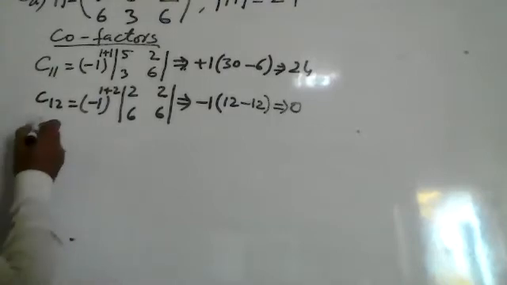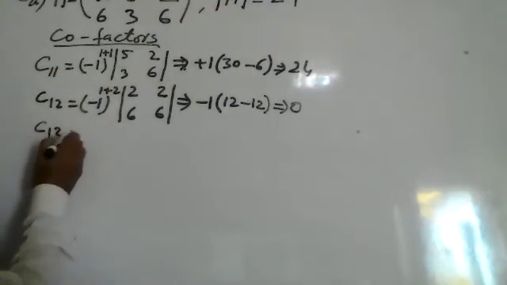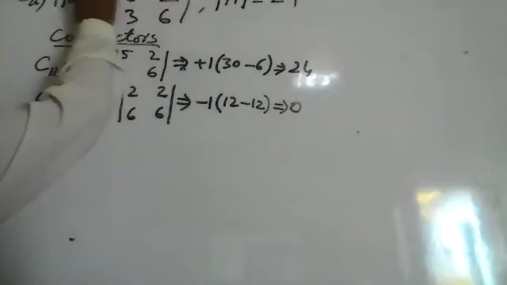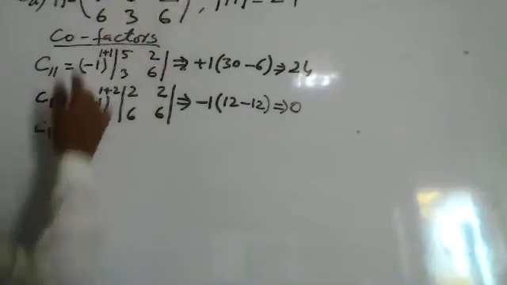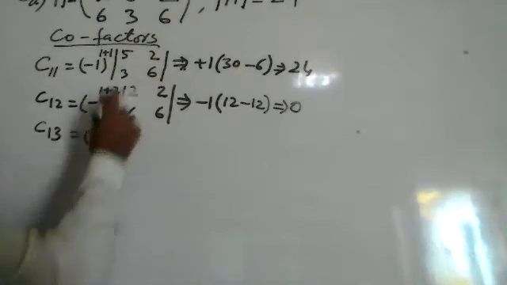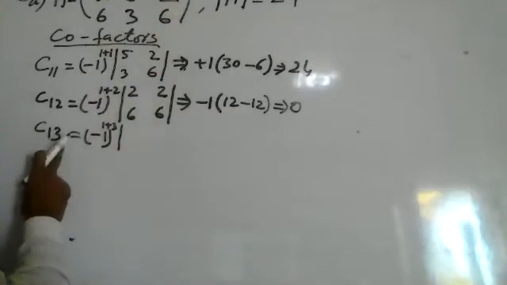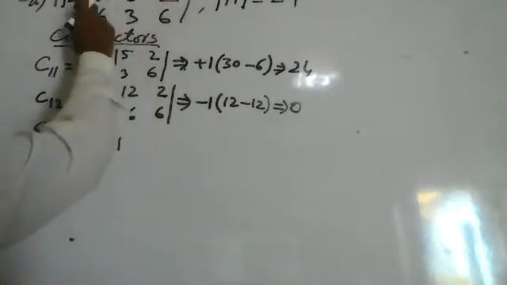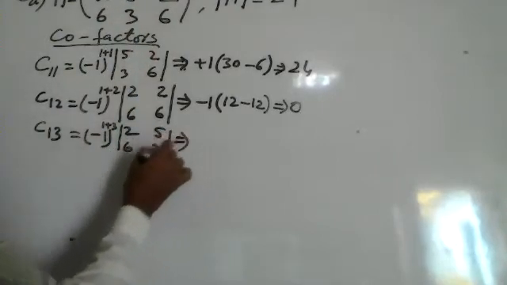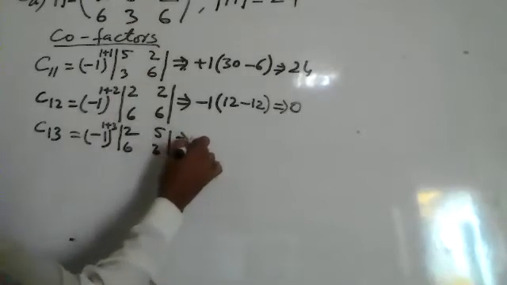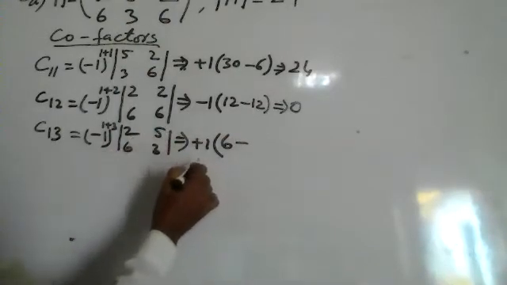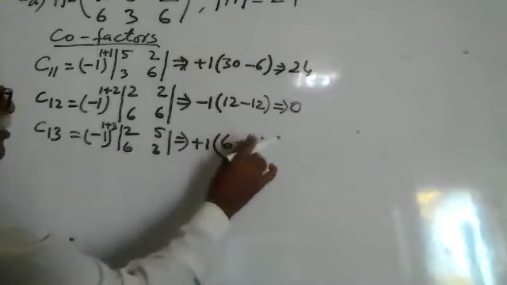So in the same way, C13, the cofactor of first row and third column. We leave this row and this column, and take the remaining numbers. Minus 1 raised to power 1 plus 3. Leave first row and the third column. So 2, 5, 6, 3. Minus 1 raised to power 4 will be plus 1. 2 into 3 will be 6, 5 into 6 will be, sorry, 30.